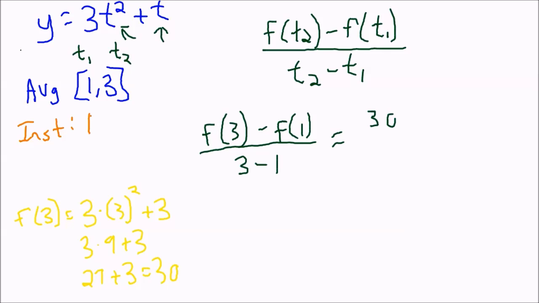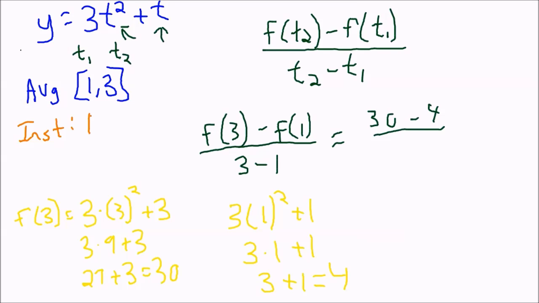We're going to do the same kind of thing for f of 1. We plug a 1 in for every t that we see in my function. And we have 3 times 1 squared plus 1. 1 squared is just 1, so 3 times 1 is 3. And then we're adding 1. So 3 plus 1 is 4. So our value for f of 1 is going to be 4, and we're subtracting these two.